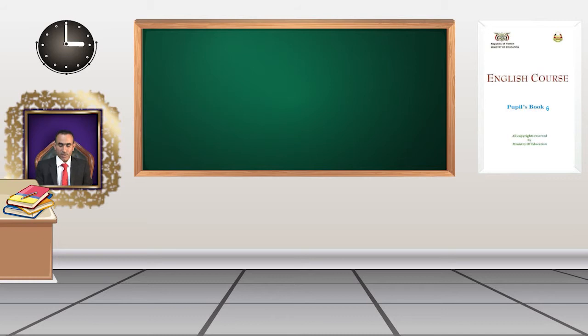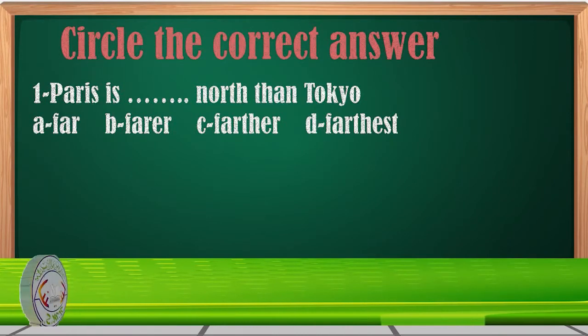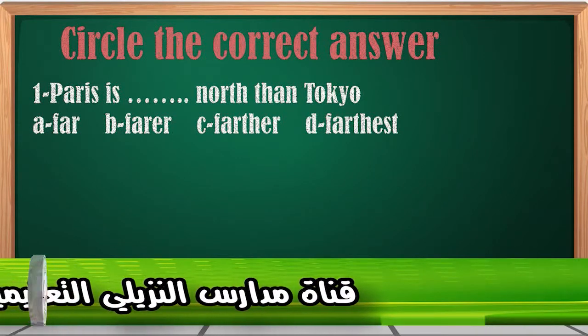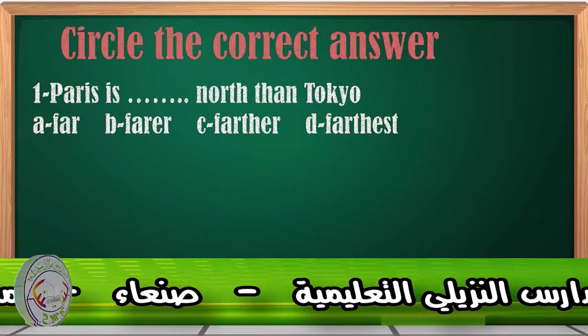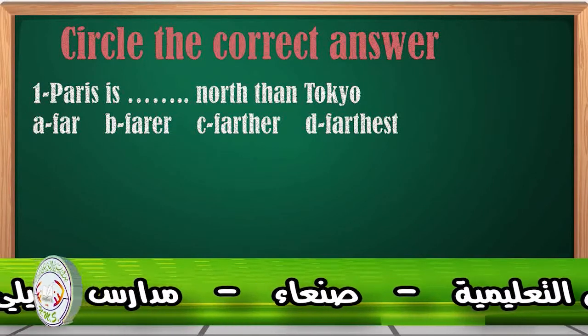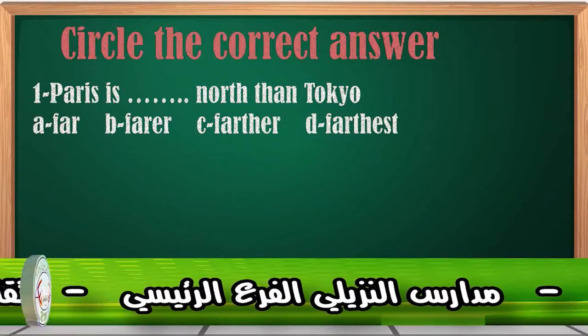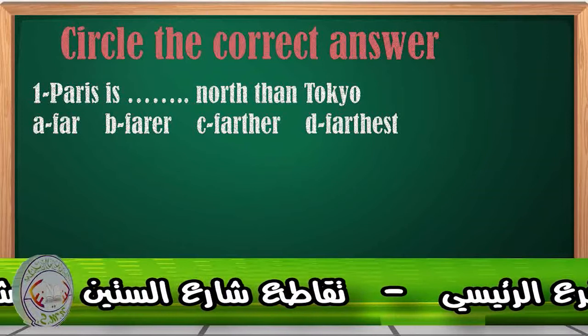Let's practice with this exercise. Circle the correct answer. Number 1, Paris is A, far, B, farther, C, farther, D, farthest north than Tokyo. So choose one. Which one is correct?